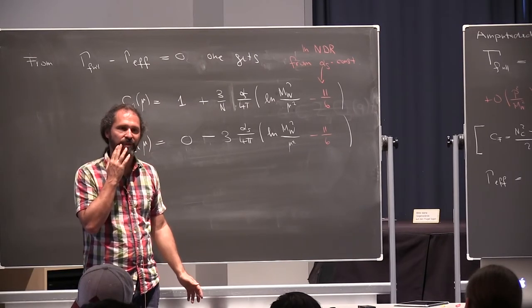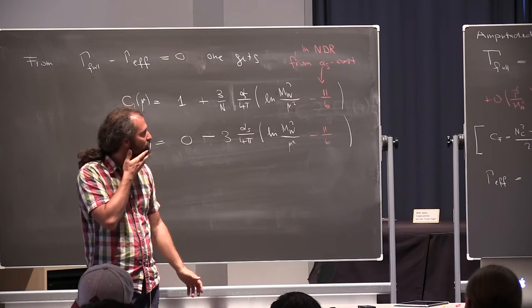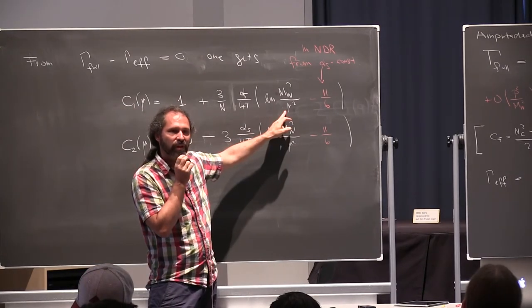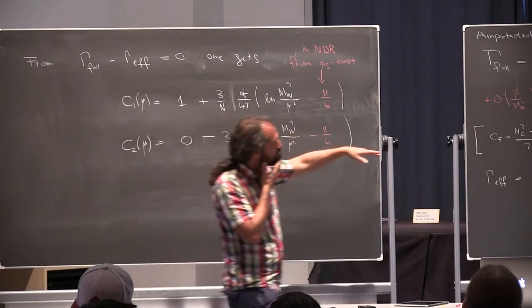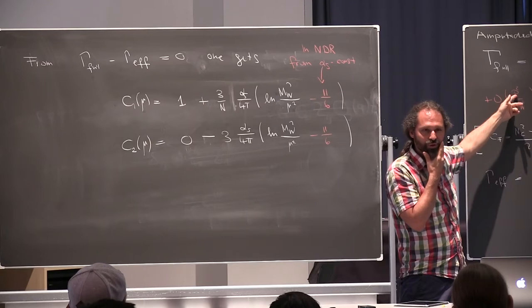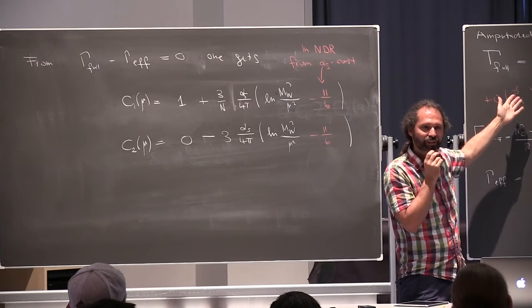Yes, but the matching is valid up to that correction, right? B square over m square on the right hand side. Yes. Yes. Well, this has no mu. This has no mu here.